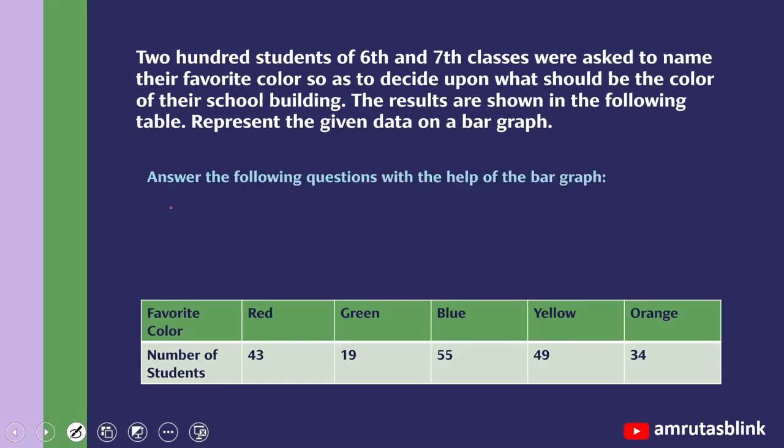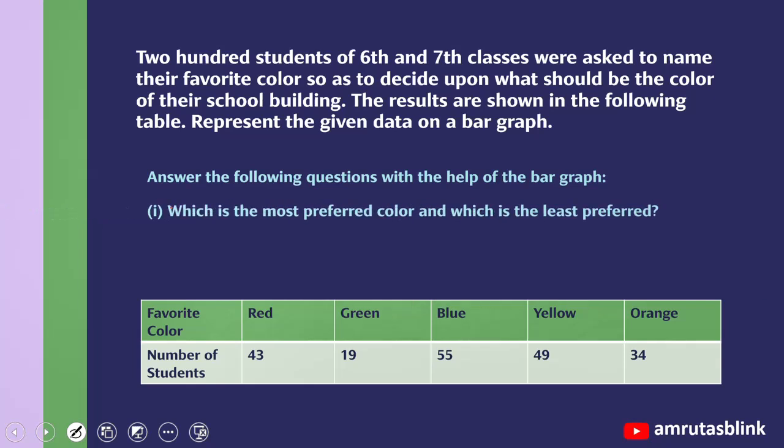Answer the following questions with the help of the bar graph. Which is the most preferred color and which is least preferred? How many colors are there in all and what are they? Now we will draw the bar graph from this data.